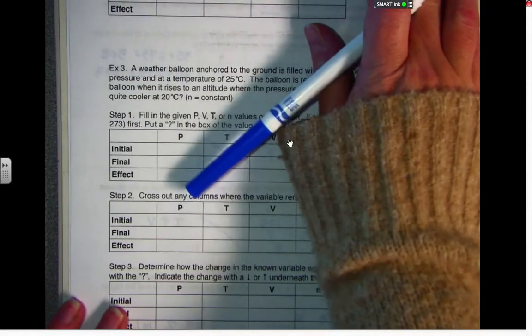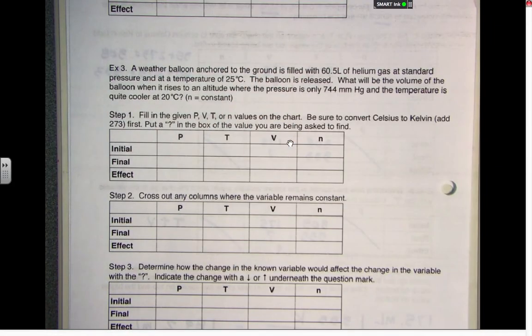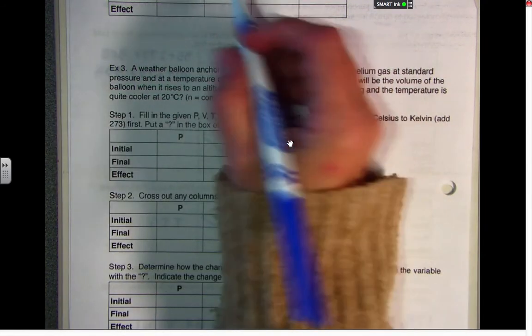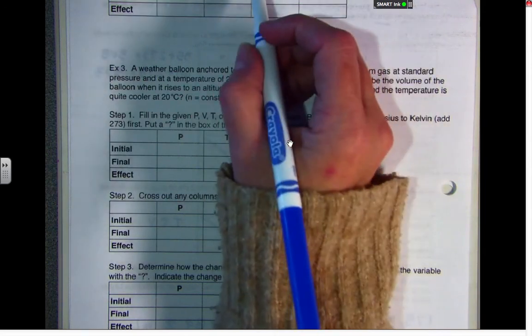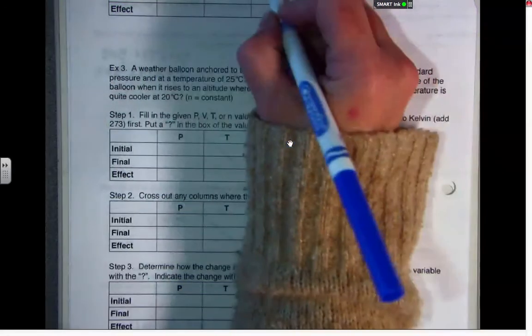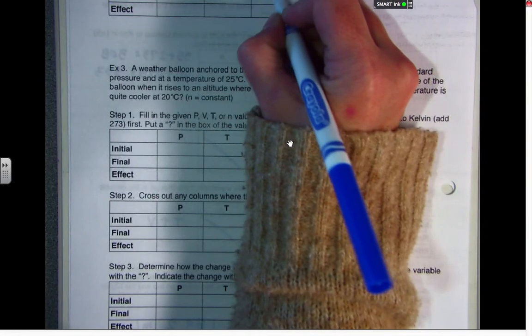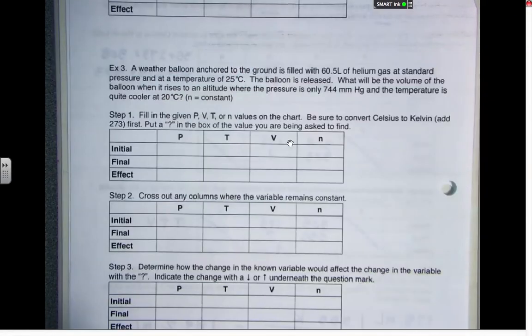Example 2. What would be the new pressure if 100 cubic centimeters of gas at standard pressure is compressed to a volume of 75 cubic centimeters? So we have been asked to find the new pressure. If we have 100 cubic centimeters, that's a volume. 100 cubic centimeters of gas at standard pressure.